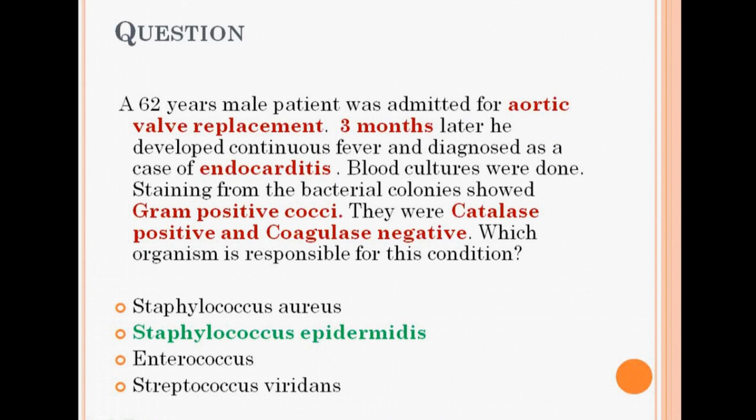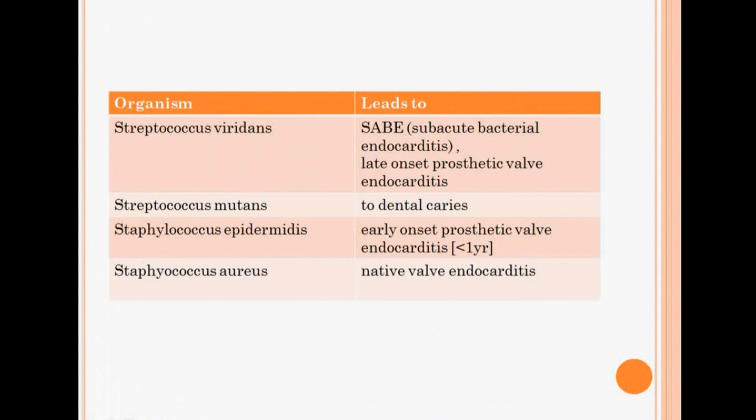Also important to note here is that it is a case of aortic valve replacement, that is a prosthetic valve replacement has been done, and within 3 months the patient developed endocarditis. So this time period is important to correlate with the type of organism which is causing this condition. If it is a late onset prosthetic valve endocarditis which is occurring more than 1 year later, then the possible organism is Streptococcus viridans, but as given in the question it is within 1 year, that is 3 months. So the early onset prosthetic valve endocarditis is caused by Staphylococcus epidermidis.